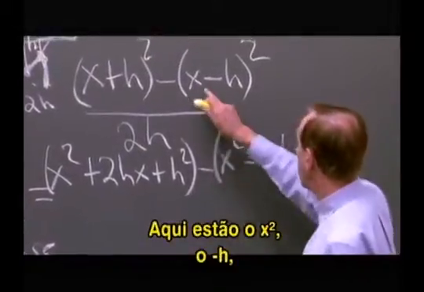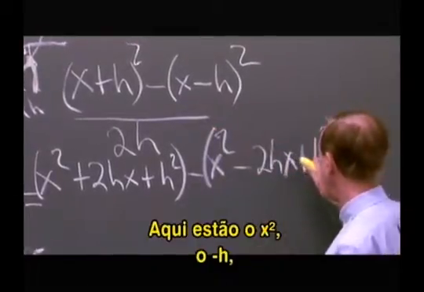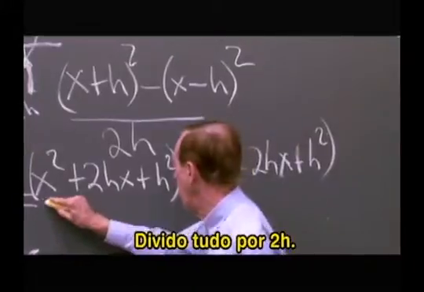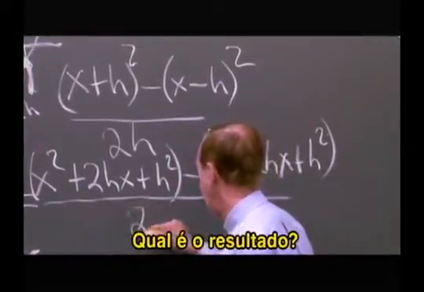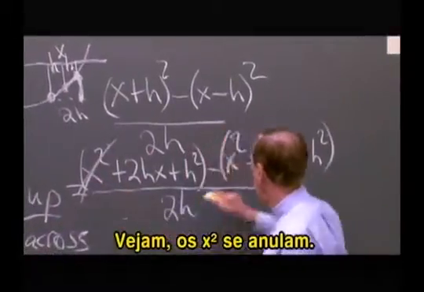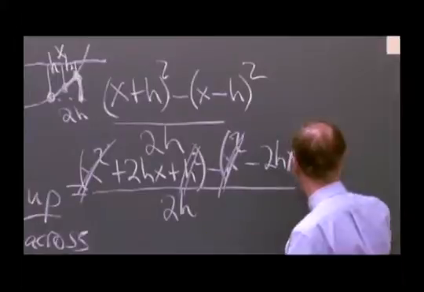X squared here, h minus h squared is minus h squared is that, and then the cross term gives me that, and I'm dividing by 2h. What am I getting? I cancel. Look, x squareds cancel each other. H squareds cancel each other.